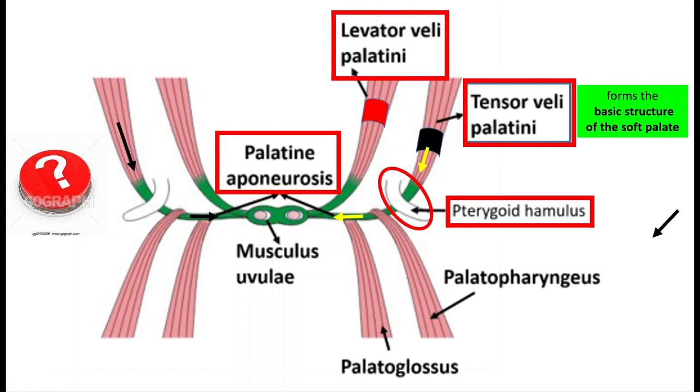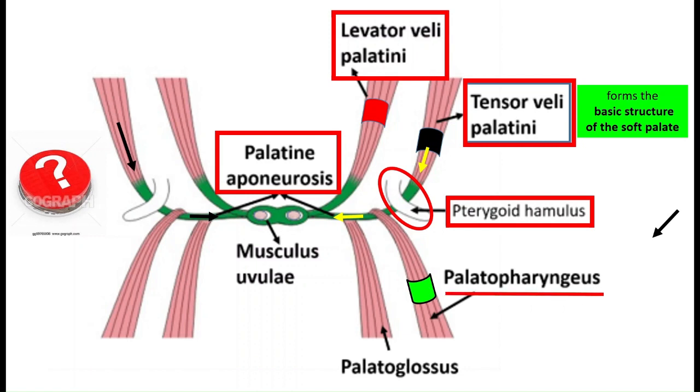Then superiorly, another muscle comes from the base of the skull and attaches to the aponeurosis, and this is called the levator veli palatini. It elevates the soft palate so that it cuts off the connection between the nasopharynx and the oropharynx.